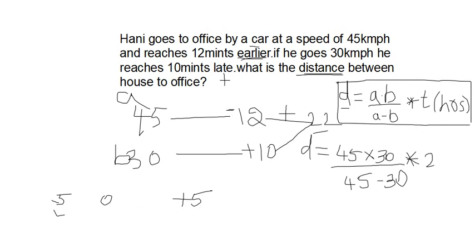Just if I write 22, is it enough? No. Why? Because here they have 12 and 10 in minutes, but in the formula we should convert it into hours. I think you all know how to convert hours into minutes and minutes into hours. Suppose they gave 2 hours. If you want to convert 2 hours into minutes, what will you do? 2 into 60, you are multiplying with 60. Why? Because 1 hour equals 60 minutes. Then 2 hours equals 2 into 60, 120 minutes.